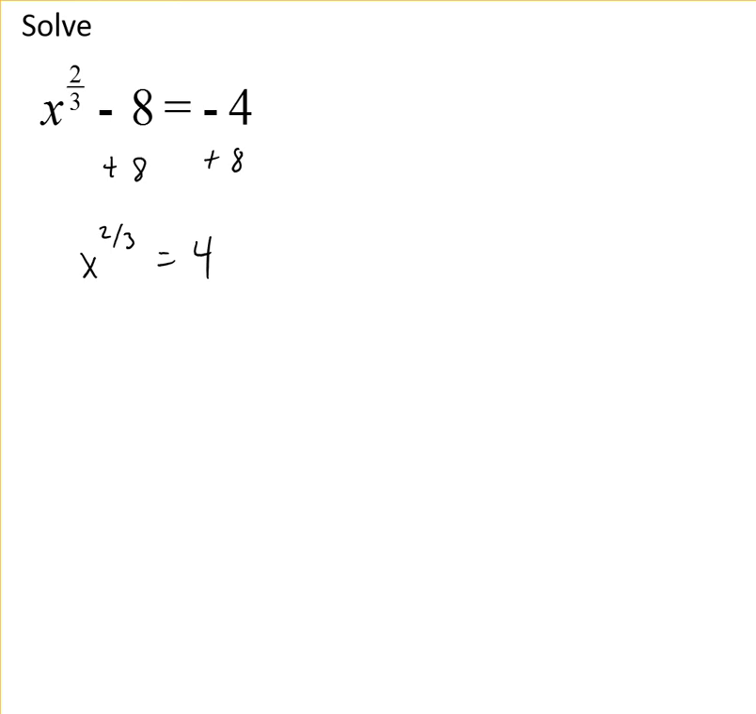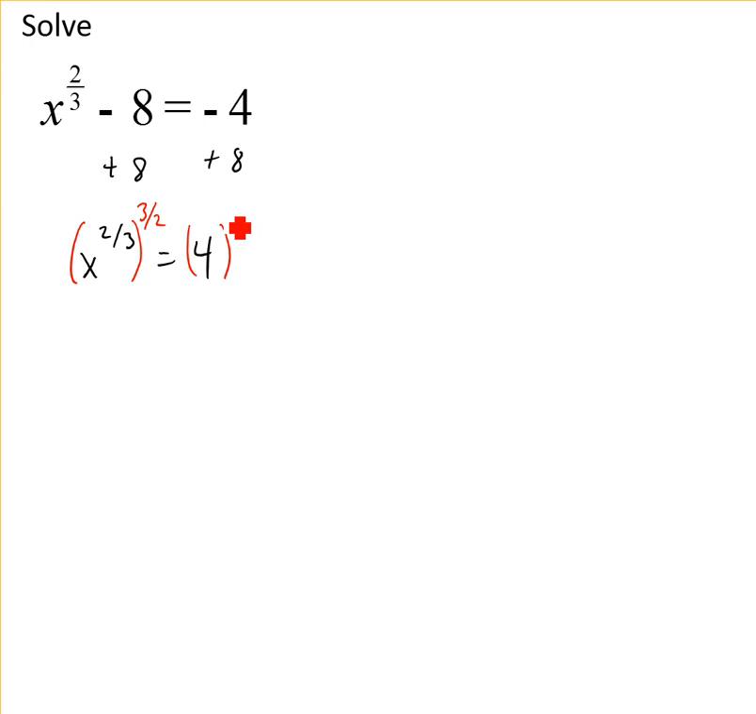So now in order to get x by itself, we want to raise both sides to a power. And if I do x to the 2/3 to another power, I'd end up multiplying the exponents. Eventually I want my power on the x to be 1, so x to the first power is just x. So we need to figure out what we can multiply 2/3 by to get us 1. And that would just be the reciprocal, so 3 over 2.